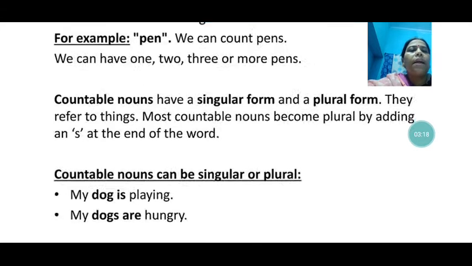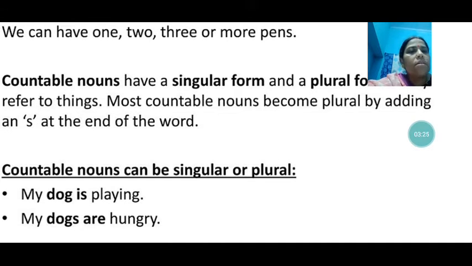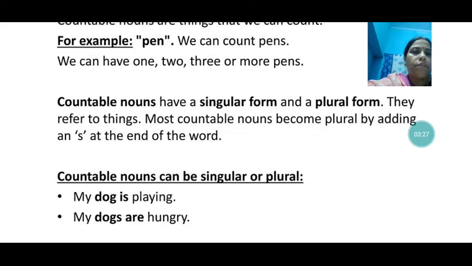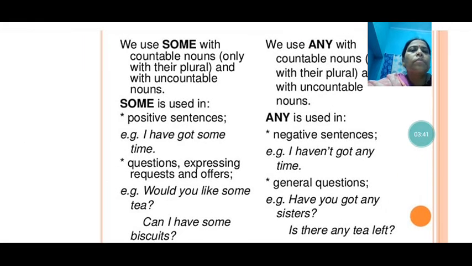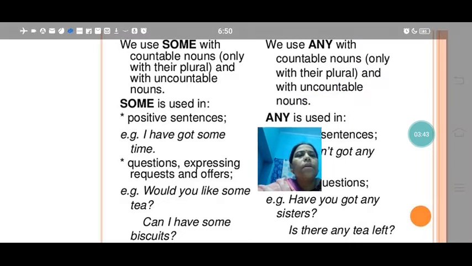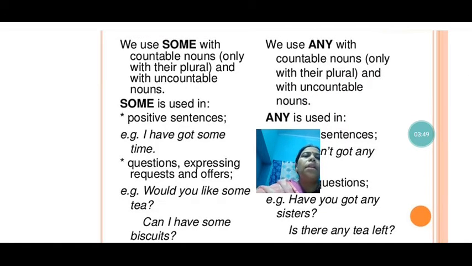Like see, my dog is playing. So there is single form. Now when you use my dogs are hungry, now dog has become dogs. That means plural form. Okay, and we have used s with that. Like that, singular box, plural boxes. Okay, singular, plural, we can make, and whether the verb is is or are depends on that.